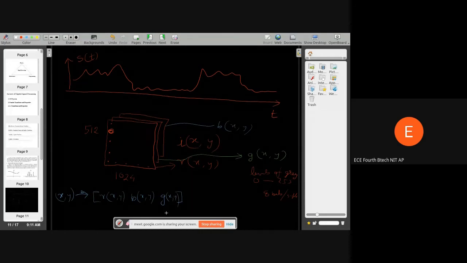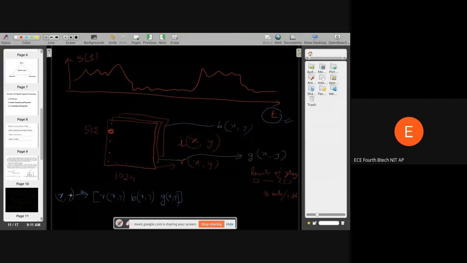So this is called a multi-channel signal. So in this case, three-channel signal. In case of our speech, it's a single channel signal. But what is its dimension? The dimension is given by the number of independent variables. In the case of speech, there is only one independent variable, time. In the case of image, there are two independent variables, coordinates.